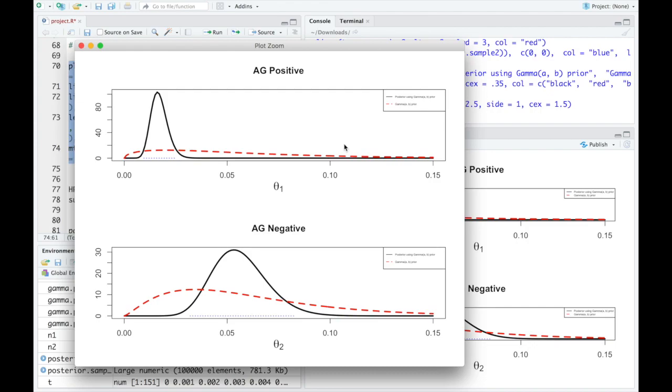So we can also compare, or as you can see, the guess for theta 2 was a little bit more accurate compared to theta 1. We can also compare the Ag positive group with the Ag negative group and notice that the Ag positive group's distribution is more narrow compared to the Ag negative group.